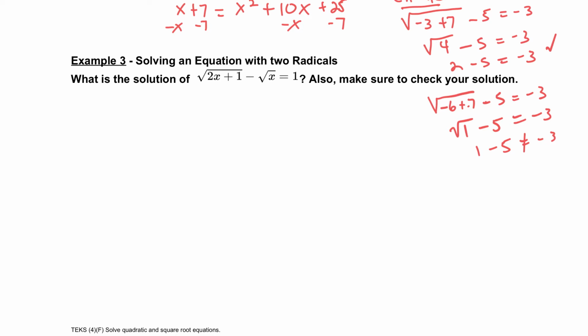So I'm going to go pretty slow on this next one. We have two radicals. So let me go ahead and write this down. We have the square root of 2x plus 1 minus the square root of x equals 1. And I notice that we have this radical that's on the right side. So what I'm going to do is I'm going to add square root of x to both sides.